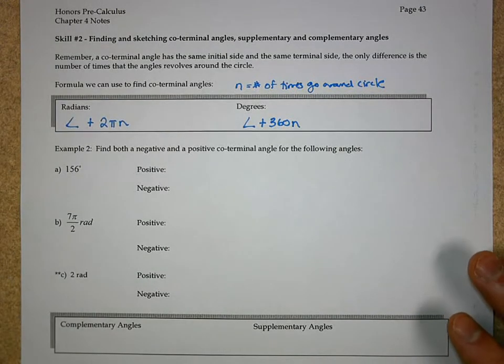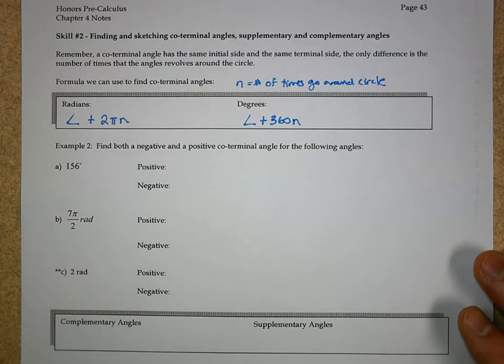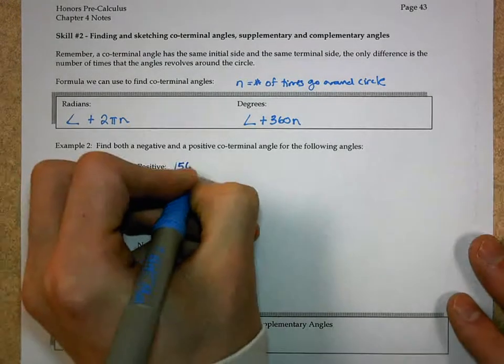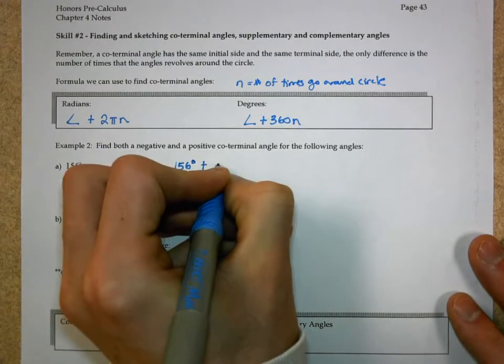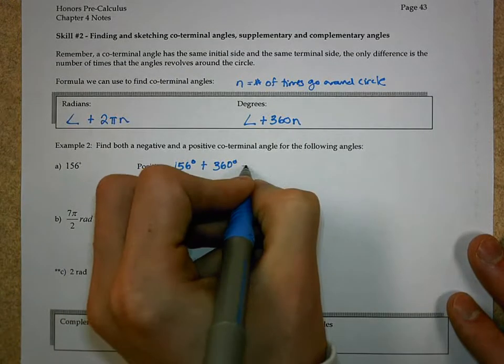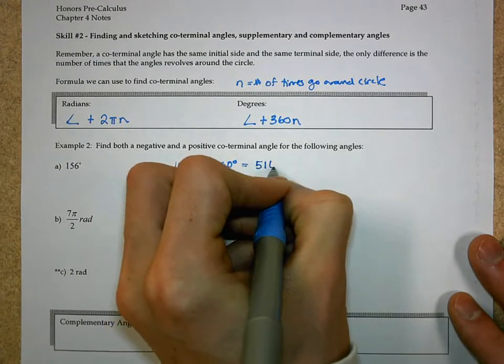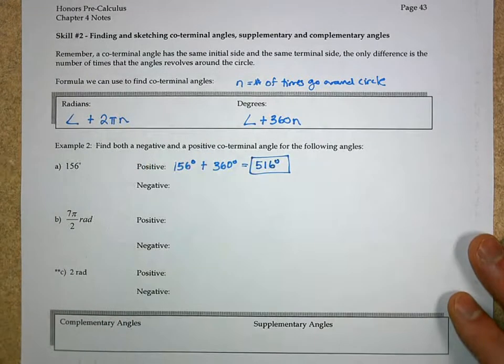So in example 2, we want to find both the negative and positive coterminal angle. 156 degrees is my starting angle, and I want to find both positive and negative coterminal angles. So for 156 degrees, I'm going to add 360, and I'm only going to go around one additional time. So 360 times 1 gives me 360, and that's equal to 516 degrees.